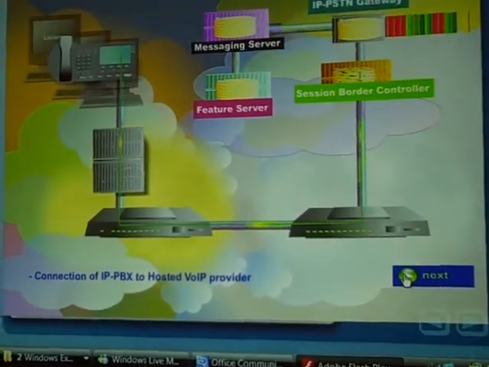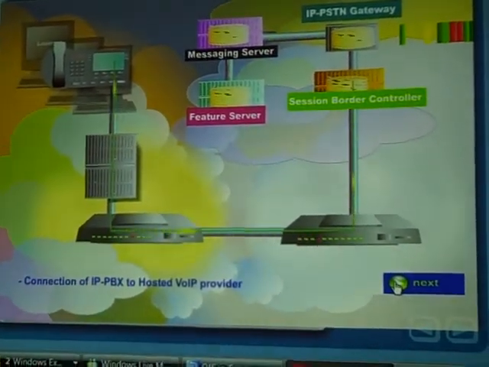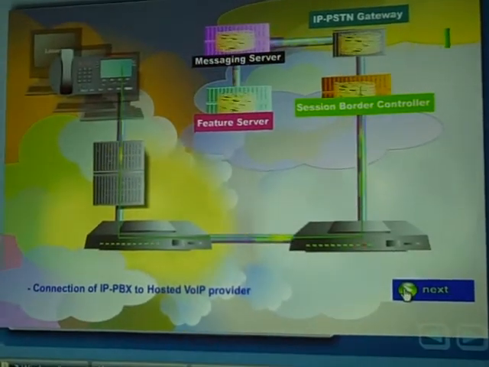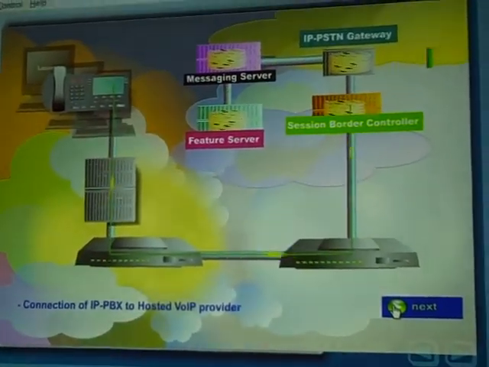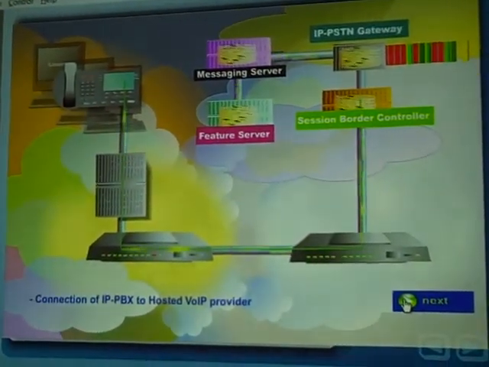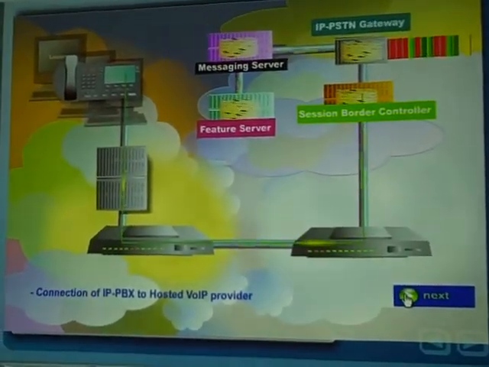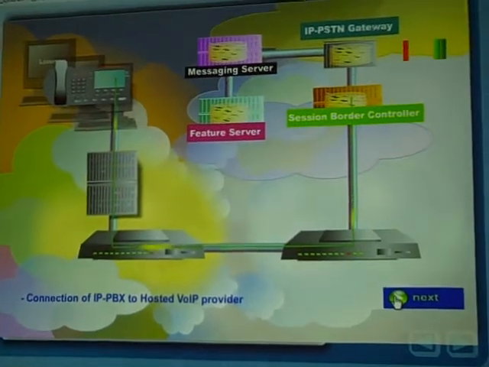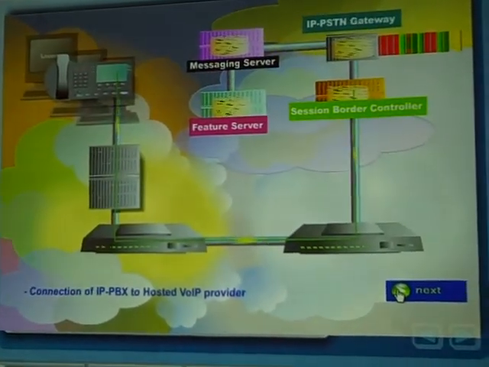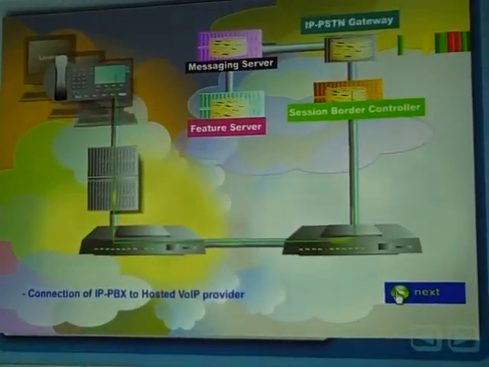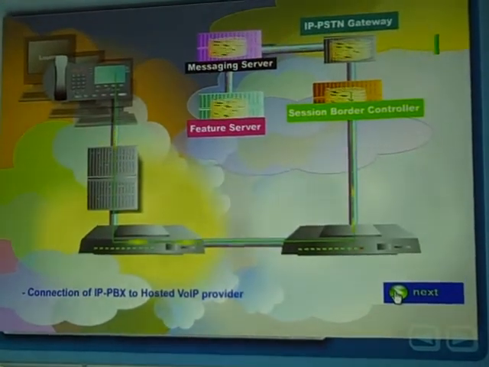We have connection of IP PBX to a hosted VoIP provider. Maybe we're not using OCS, and maybe we're providing a third party platform through, let's say, a BroadSoft platform or Digium or some other kind of platform that may not fit in all our networks, but we want to connect that through to a traditional PBX, and the media gateway provides that feature functionality.